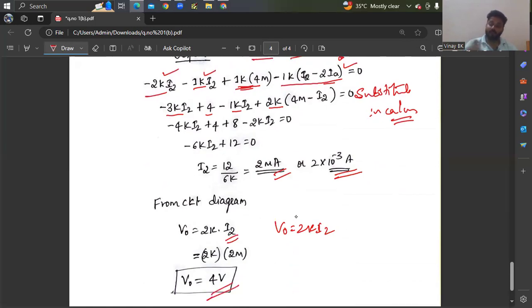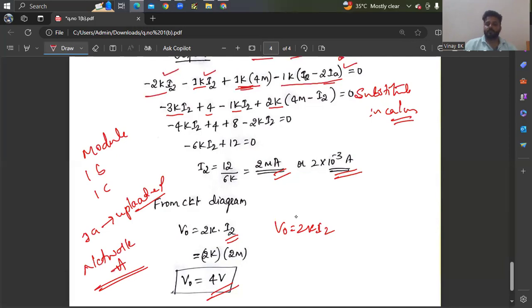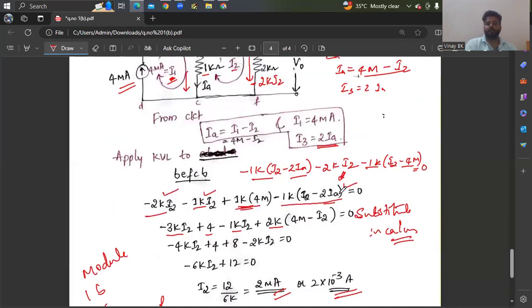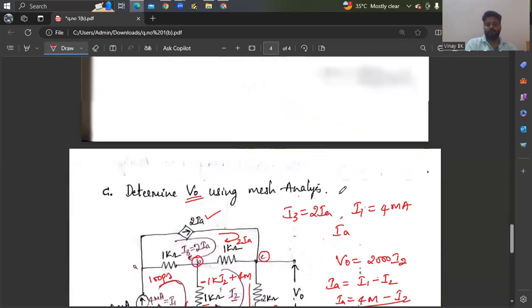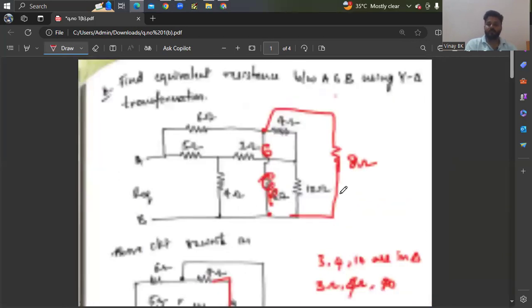And this is the solution for module 1, question number 1B and 1C, and 1A, which is already uploaded in the playlist called network analysis. So practice the problems. These are very simple, and if you want, you can take screenshots also. It's very easy to solve the problem. I hope you understand the concept.